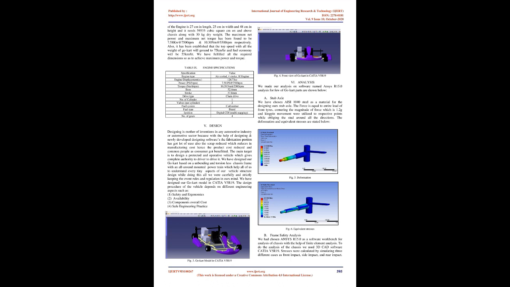We have designed our go-kart based on an unbending and torsion-less chassis frame with an all-around mounted powertrain, which helps all of us to understand every tiny aspect of our vehicle structure design. While doing all this we were carefully and strictly keeping the event rules and regulations in mind. We have designed our go-kart model in CATIA V5R19.